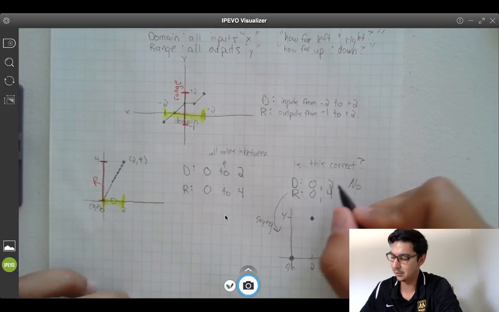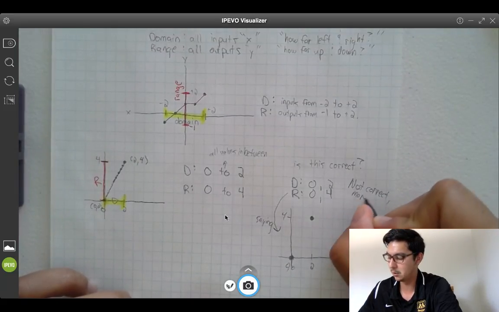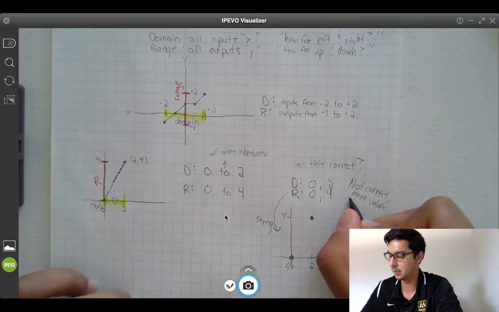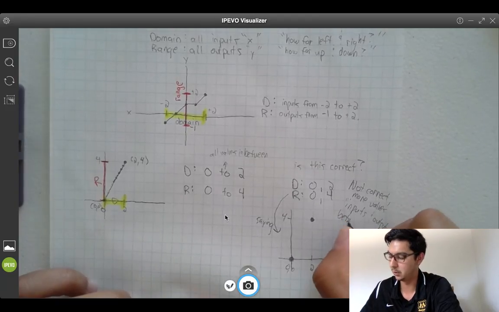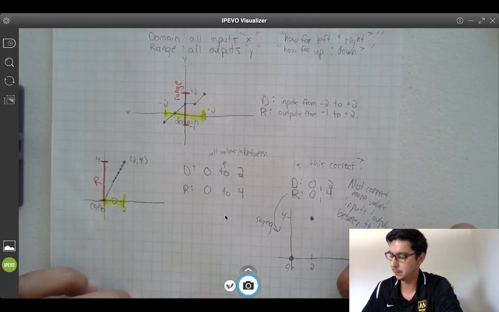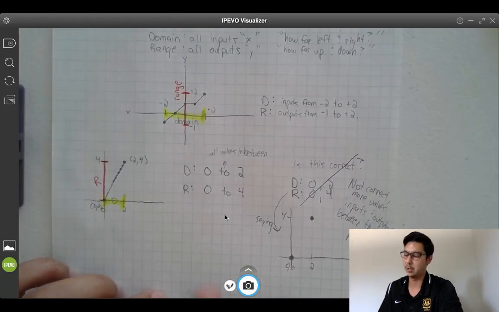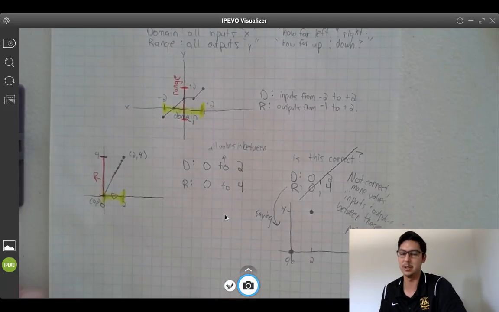So if you just say 0 to 2, that's not correct because there's more values, or if you get more specific, inputs and outputs between those points. Right? So be careful with your terminology. You want to use that word "to" to talk about all those values, points in between, because there's infinitely many.